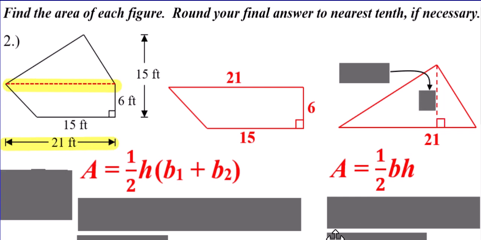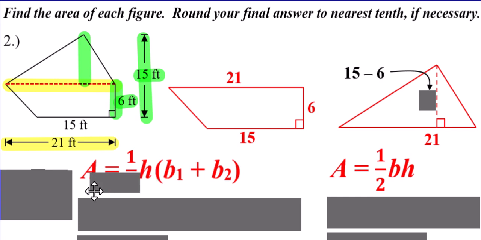To get the height, now this is the trickier part. To get this up and down height, you're going to have to take the total up and down height of 15 and subtract away this up and down measurement of 6. So 15 minus 6 gives me 9. That's the height of my triangle. If you mess that up, feel free to hit pause and fix your work.